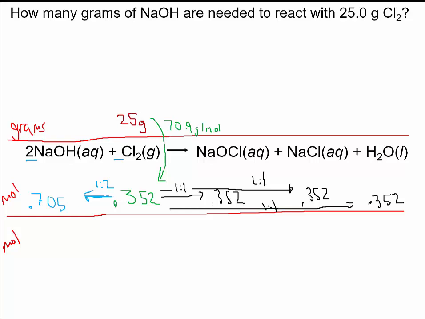Once I've got my 0.705 moles of sodium hydroxide, I can flip back up to the top, to the gram level of looking at things, and I'm going to multiply that by the molar mass of the sodium hydroxide, which is 40 grams per mole, and that's going to give me 28.2 grams of sodium hydroxide.